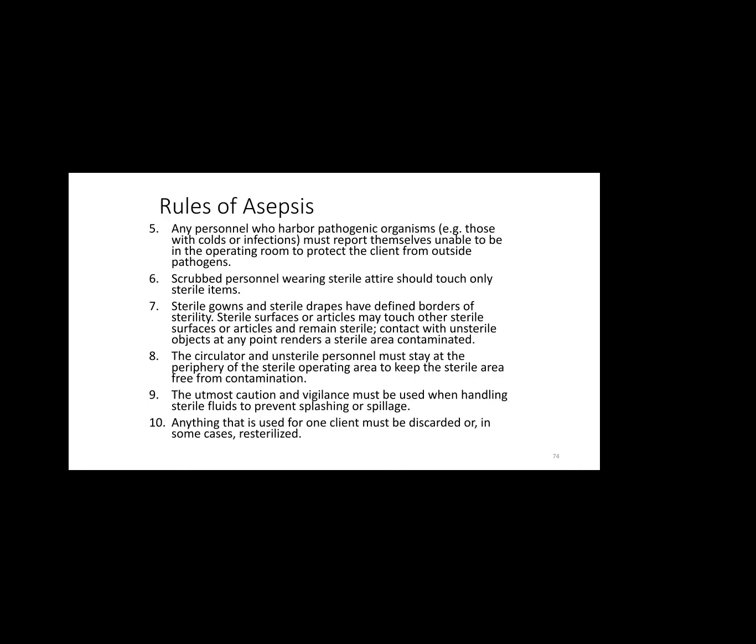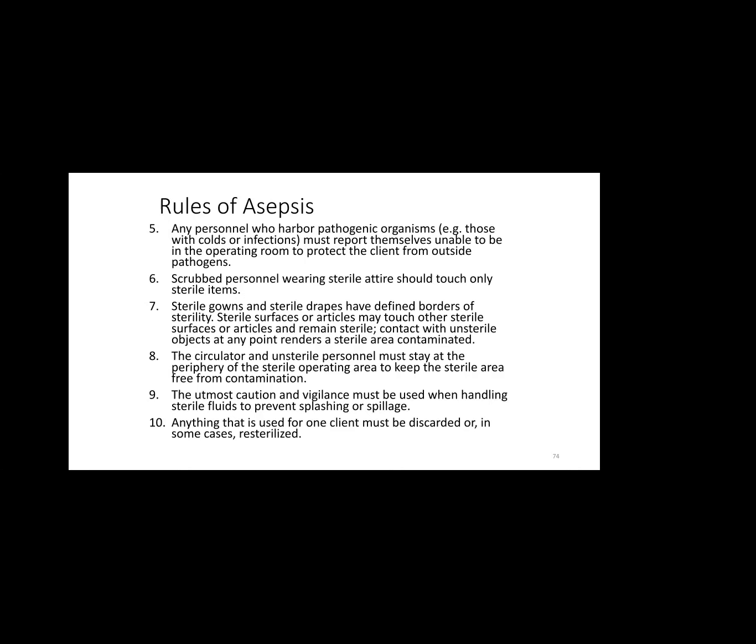So now a circulator and unsterile personnel must stay at the periphery of the sterile operating area to keep the sterile area free from contamination. That's point number 8. So always ensure that those that are not sterile always stay away from the sterile area. Number 9, the utmost caution and vigilance must be used when handling sterile fluids to prevent splashing and spillage. So always make sure you handle these fluids properly.